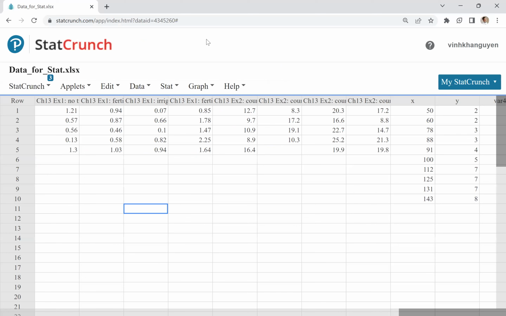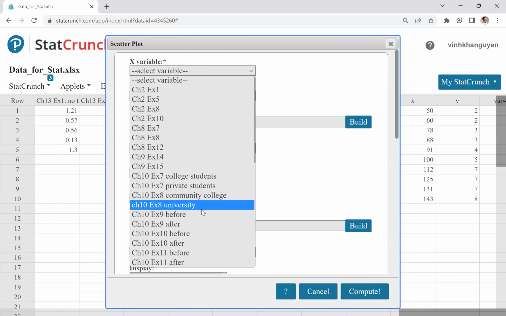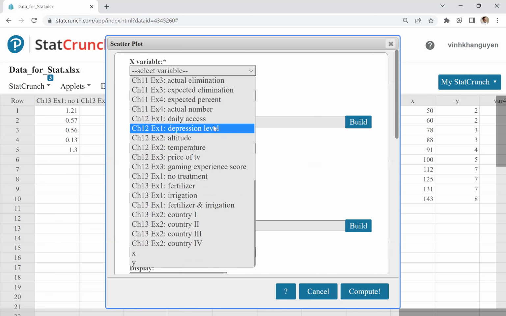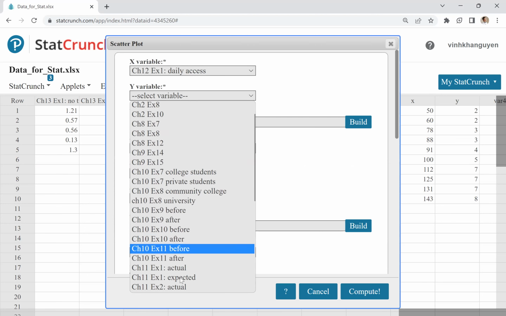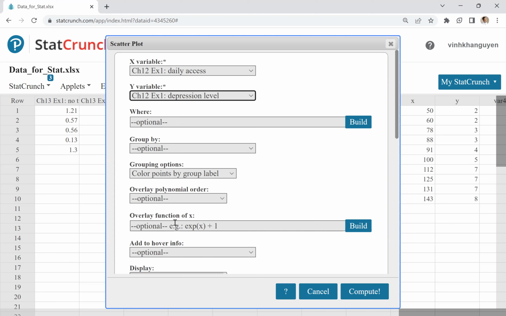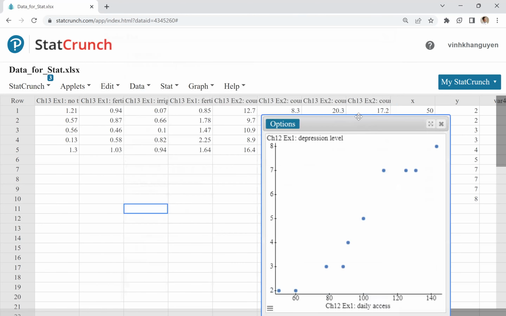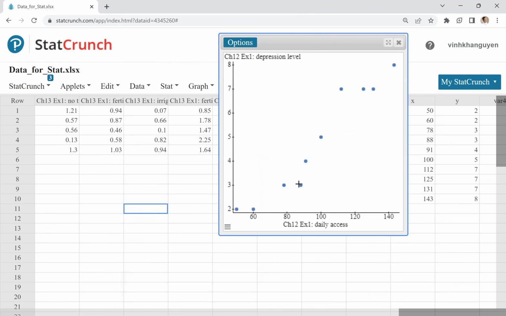First thing is that we want to sketch a scatter plot. So go to Graph, Scatter Plot. The X variable is Chapter 12, Exercise 1, Daily Access. The Y variable is Chapter 12, Exercise 1, Depression Level. And that is it. Hit Compute. And this gives us a scatter plot. If we look at it, it looks like the points form a straight line.